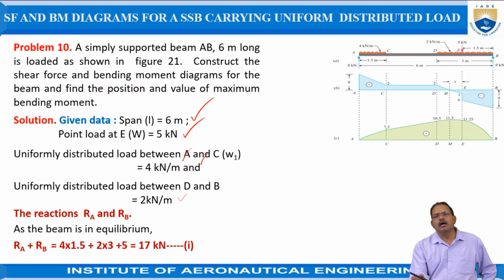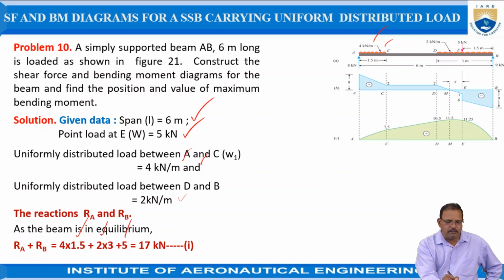Now the reactions RA and RB are required, just by using equilibrium conditions. So RA plus RB is equal to the sum of the vertical forces, which should be equal to the sum of the downward forces, which is equal to 4 into 1.5. Here the uniformly distributed load is given as 4 and the distance is 1.5, and here the uniformly distributed load is given as 2 kilonewton per meter, but the distance is 3. 2 into 3 plus 5, it is equal to 17 kilonewtons.